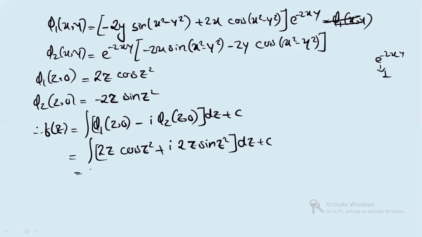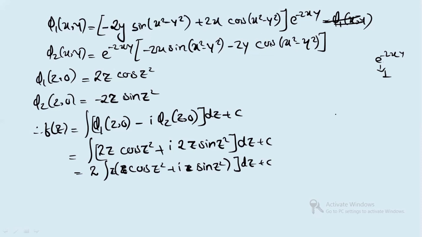Now I'm taking 2 common, and within the integration you will get z cos z² plus i z sin z². This z also, I can take it outside. I have taken 2z, 2 is constant, so it is out of the integration. Z I'm writing common, so you will get cos z² plus i sin z² dz plus c.